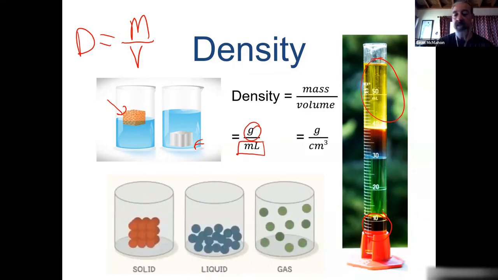Now, solids and liquids are referred to as condensed phases because their volumes are fixed, because the particles are close to each other. Gases, you're going to see densities more along the line of grams per liter. Why? They are not condensed. The particles are far apart from each other, so you need a much larger volume, like liters instead of milliliters, to get any type of mass. The other thing you might notice is I've used interchangeably centimeter cubed, okay? Why is that?